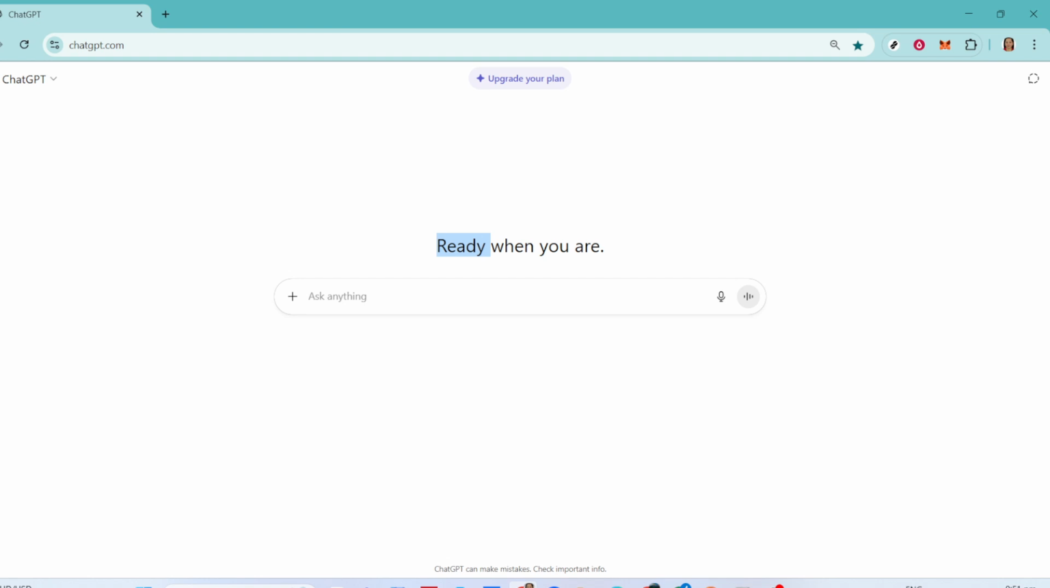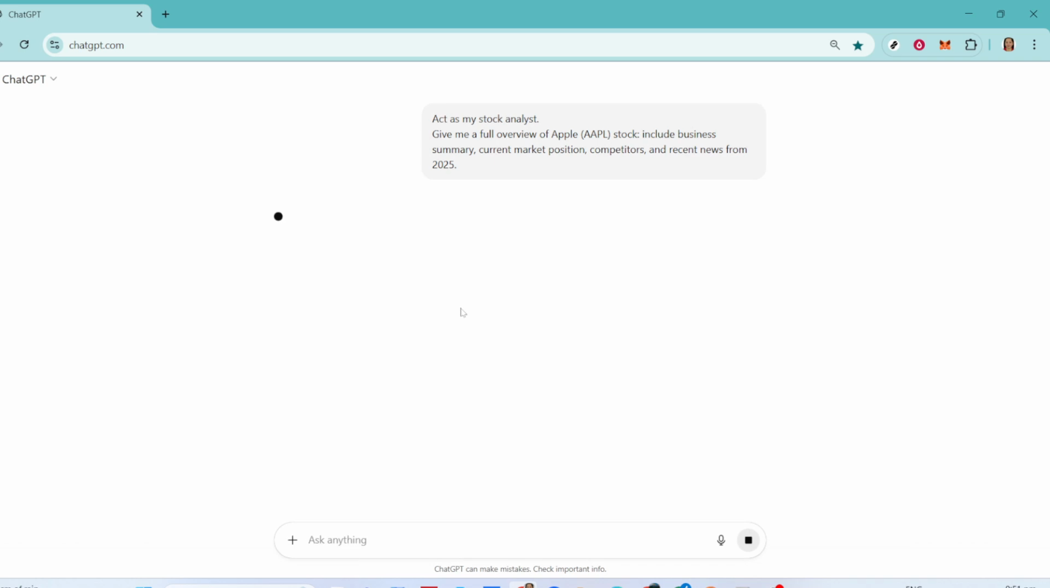Let's dive into getting a stock overview for Apple. Begin by instructing ChatGPT to act as your stock analyst. For example, you might say, "Give me a full overview of Apple, AAPL stock." This should include a business summary, current market position, competitors, as well as recent news as of 2025.